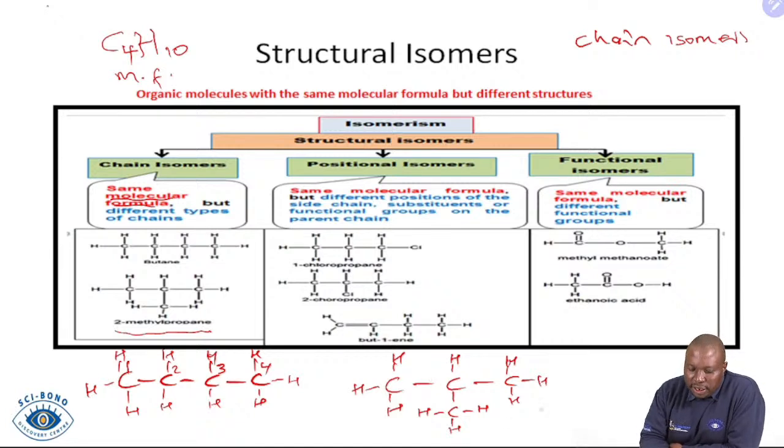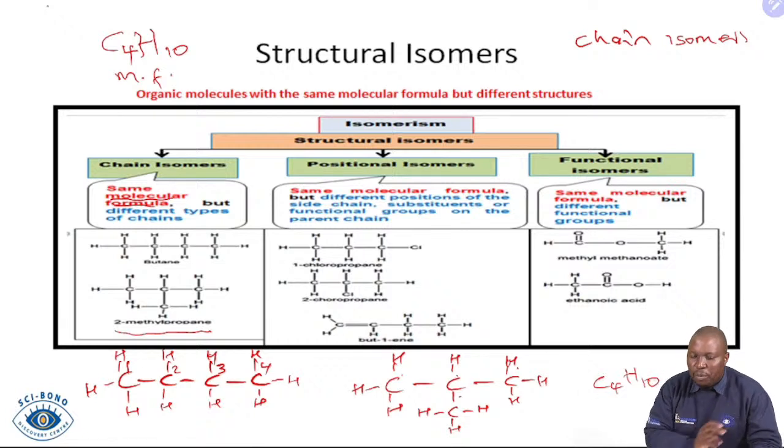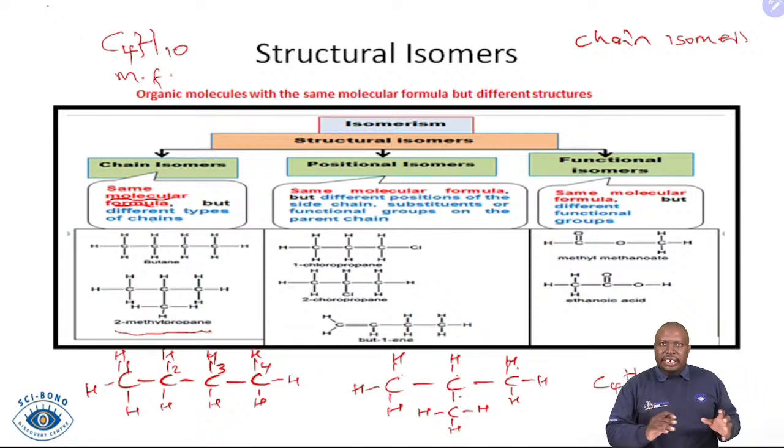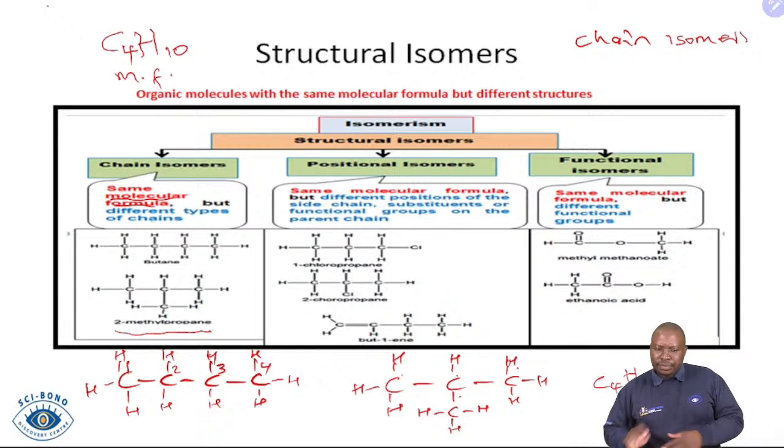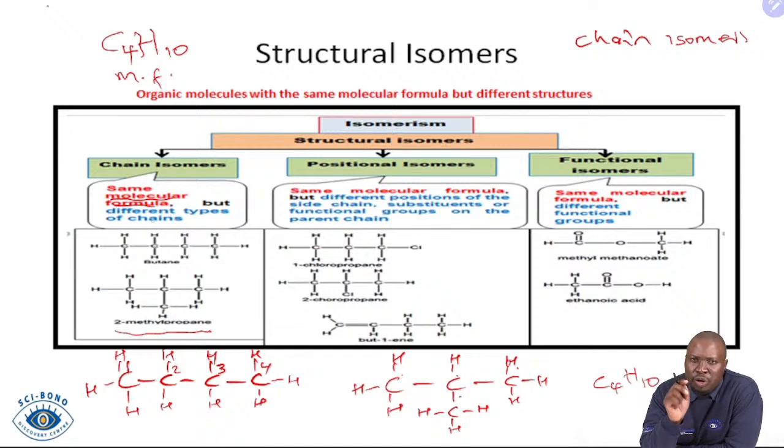Now, if you look at 2-methyl propane as well, you must count the number of carbons. It is 1, 2, 3, 4, so it's still C4. The number of hydrogens is 1, 2, 3, 4, 5, 6, 7, 8, 9, 10, so it's still C4H10. So you can see that chain isomers have the same molecular formula. All the time, you must know how many carbons we have and how many other atoms are around the carbons, so that you can get the molecular formula.